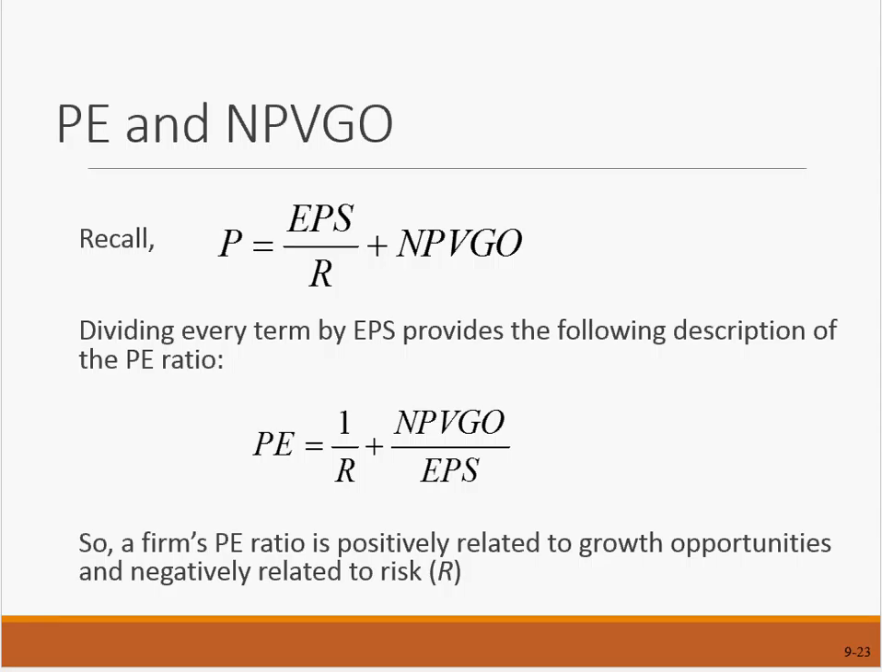And the larger the NPVGO, right, the larger the growth opportunities, the higher the PE ratio. So a firm's PE ratio is positively related to growth opportunities. They get bigger when growth opportunities get bigger. And it's negatively related to risk. It gets smaller when risk is larger.